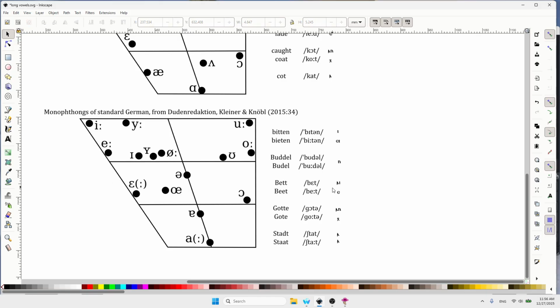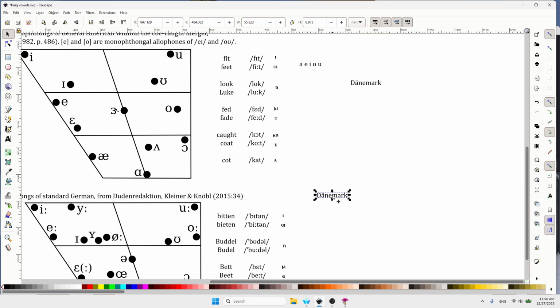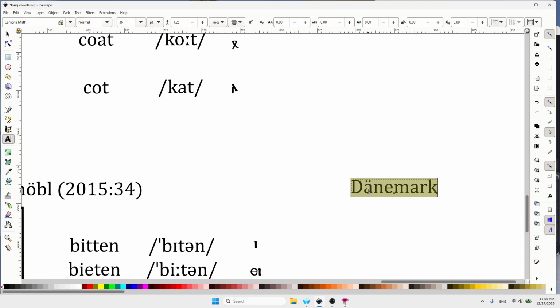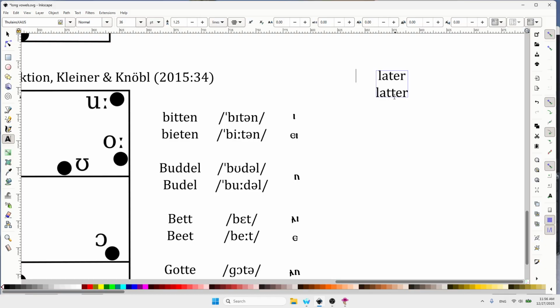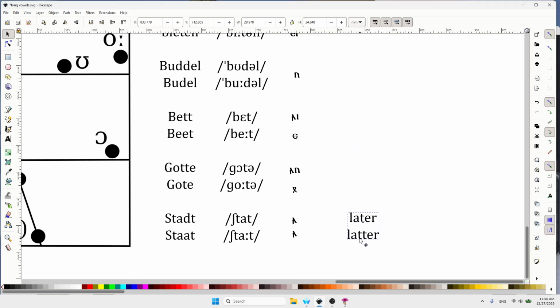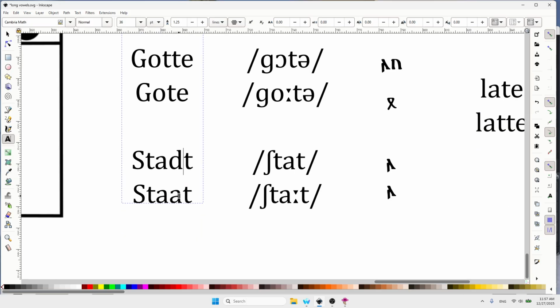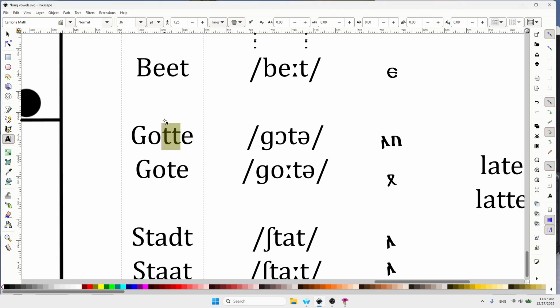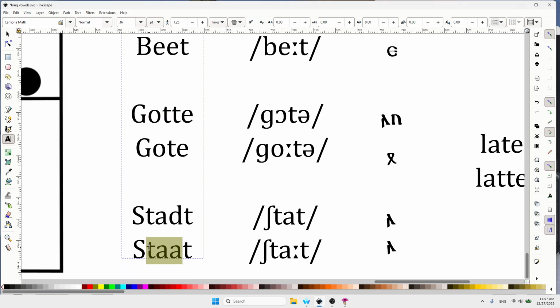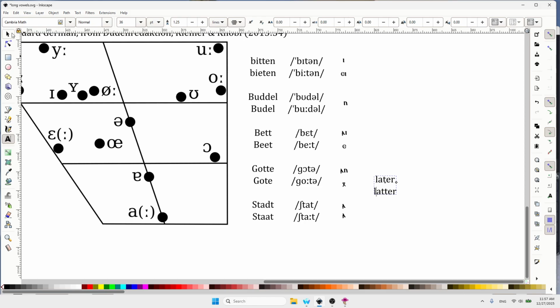And English does something very similar where, for example, we distinguish later from latter. So this shows both of the distinctions. Like in English, German can use a double consonant to indicate a short vowel. It can also use a double vowel to indicate a long vowel, and English works very similarly.